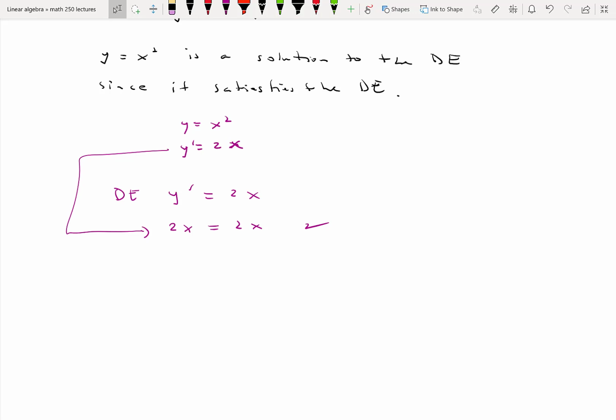Now the thing is, of course, this is not the only solution. y equals x squared plus 1, y equals x squared plus 2, y equals x squared minus pi over 6. You thought I was going to say x squared plus 3. These are all solutions. If you take their derivatives, you get 2x. Substitute into the differential equation, it works.